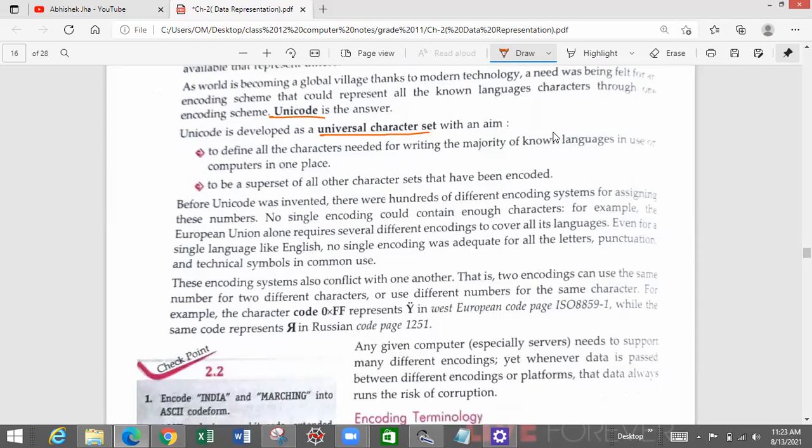Now, what are the benefits of the universal character set? Everything that you need for writing the majority of languages in use for computers is in one place. Everything is at one single place, and it is a superset of all characters to be encoded. Whichever encoding scheme you are utilizing does not matter. Whichever language you are utilizing does not matter. You can use Unicode and you can get your symbols there to utilize in the computer. So if you are using Unicode, there is no need for any other coding scheme.